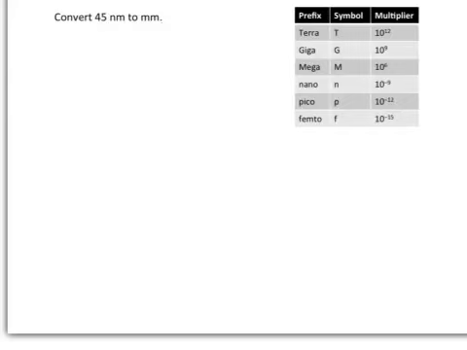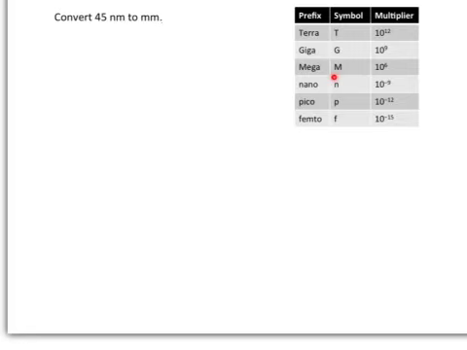In this problem, we're asked to convert from 45 nanometers into millimeters. Now, because both units involve prefix multipliers, I like to do these in 2 steps. So the first thing I want to do is write down my conversion factors. So a nanometer, I know from the table, is 10 to the minus 9 meters.